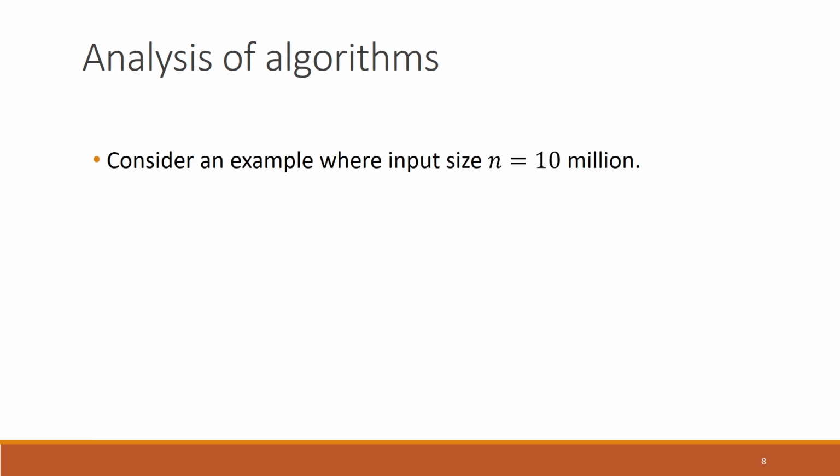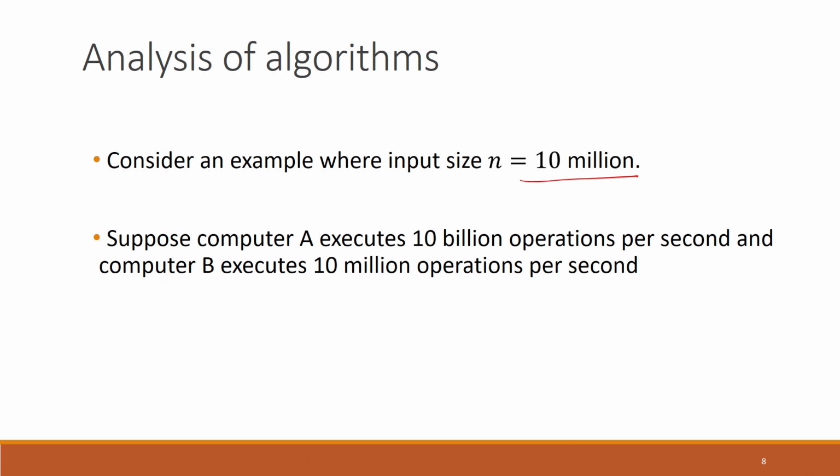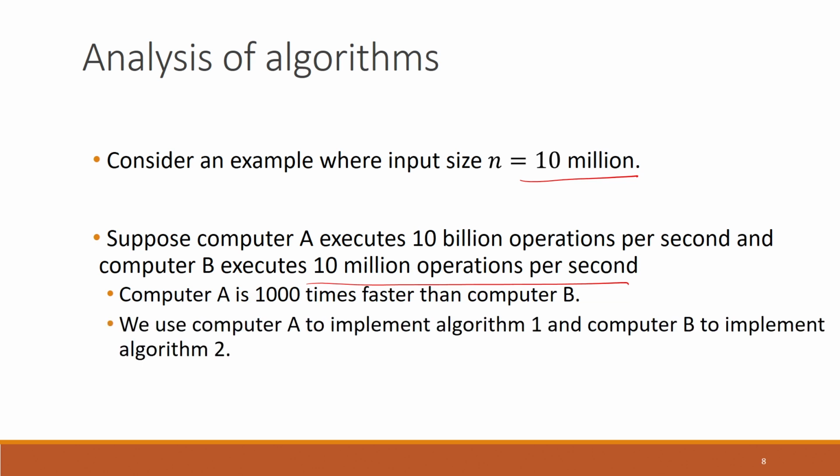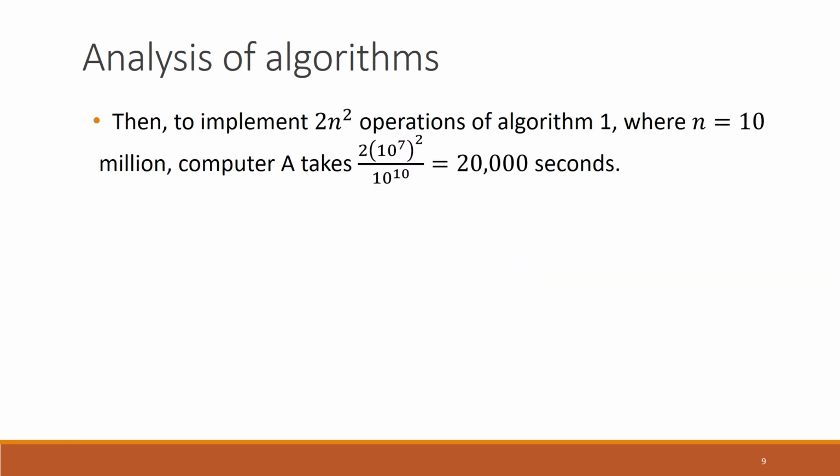So, let us consider an example where the input size n is equal to 10 million. Suppose computer A executes 10 billion operations per second and computer B executes 10 million operations per second. So, you can see that computer A is 1000 times faster than computer B. We will use computer A to implement algorithm 1 and computer B to implement algorithm 2.